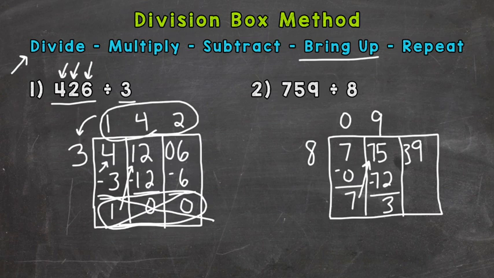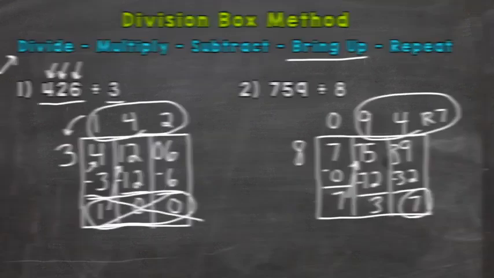So 39 divided by 8. So how many whole groups of 8 out of 39? Well, 8 times 4 is 32, and we know 8 times 5 is 40. So 5 is a little too many, so it's going to be 4. 4 times 8 is 32. Subtract. 39 minus 32 is 7. So this right here, this 7 is our remainder. So our answer is 94 remainder 7.